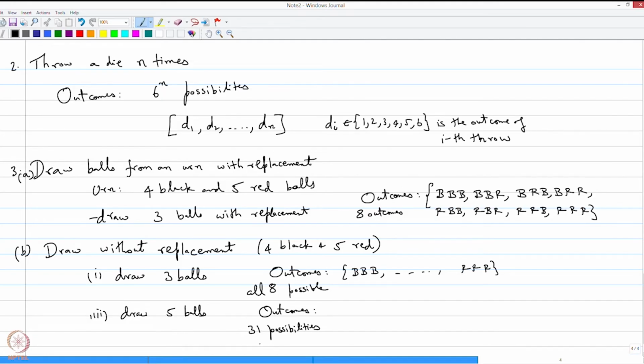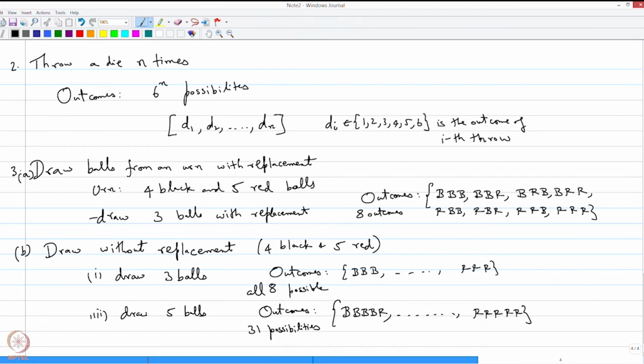Because there are only 4 black balls. If you took 4 black balls in a row in the first 4 draws, the next draw will definitely only give you a red ball. It cannot give you a black ball, because all 4 black you have taken. So, 5 Bs will not be there. The first possibility will be B, B, B, B, R. And after that, all possibilities are possible. You can go all the way to R, R, R, R, R.